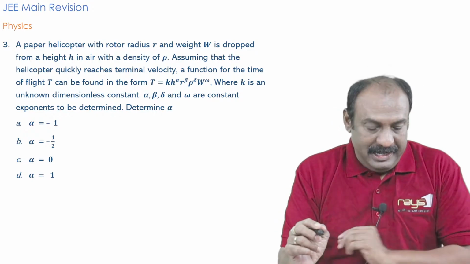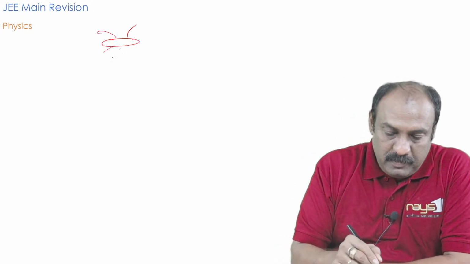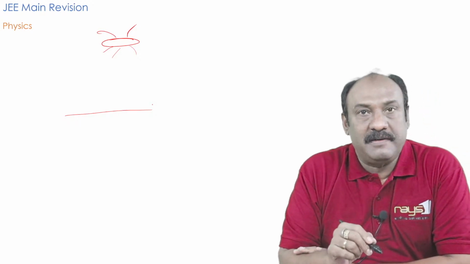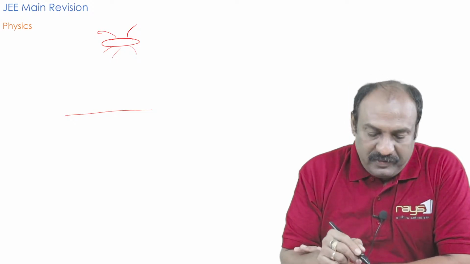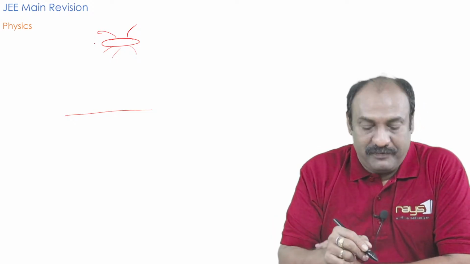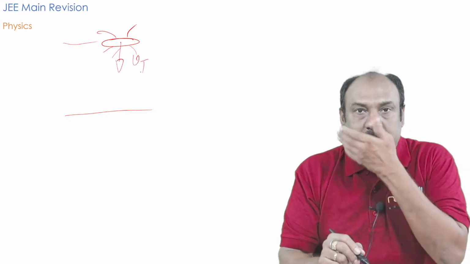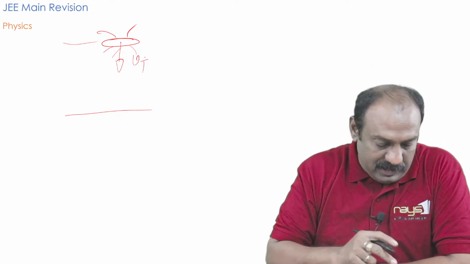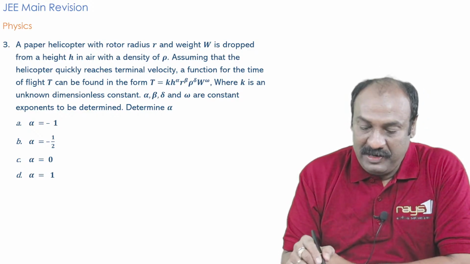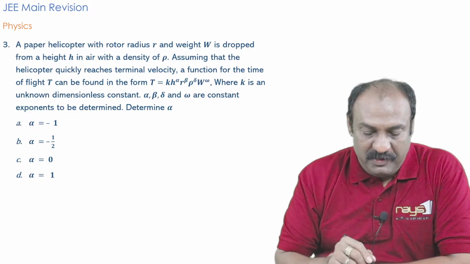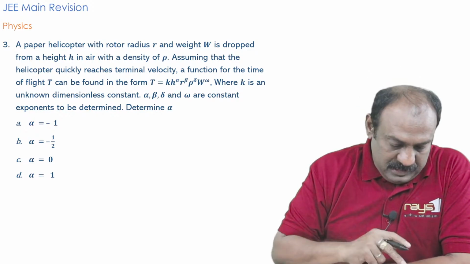So, this is a paper helicopter with a certain rotor of radius r, which falls from a great height. When it falls from a great height, after attaining some terminal velocity Vt, what we want here is, after quickly attaining terminal velocity, the function of time of flight, which can be found in the form t equals k into some function that is given.